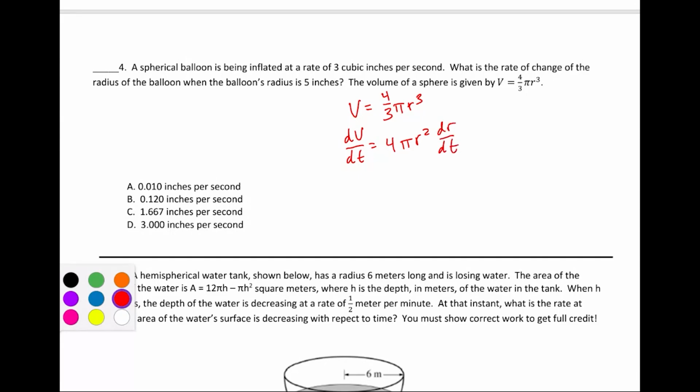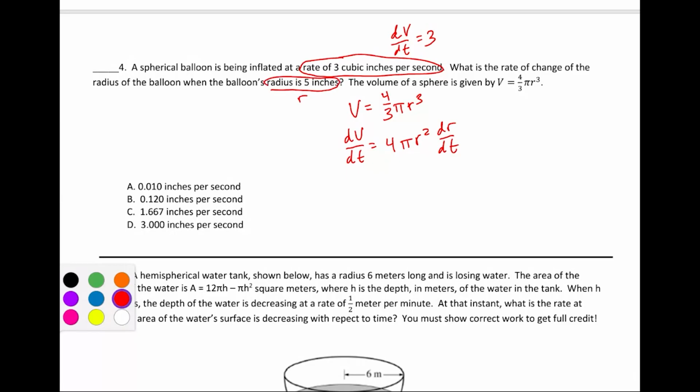Now in this problem, it says that it's being inflated at a rate of 3 cubic inches per second. So that's the dV/dt. This rate of 3 cubic inches per second is describing how the volume is changing over time. And then it says the radius is 5 inches. That's going to be our r.